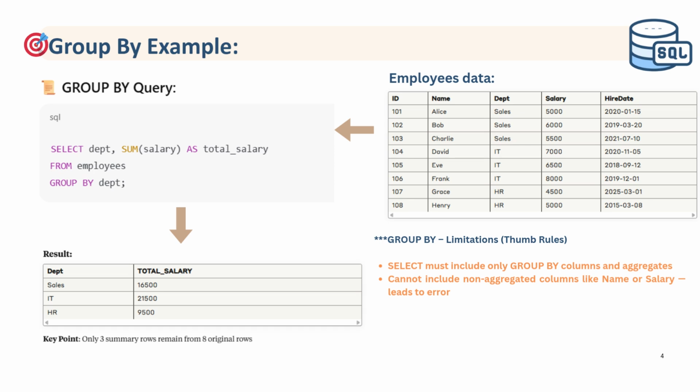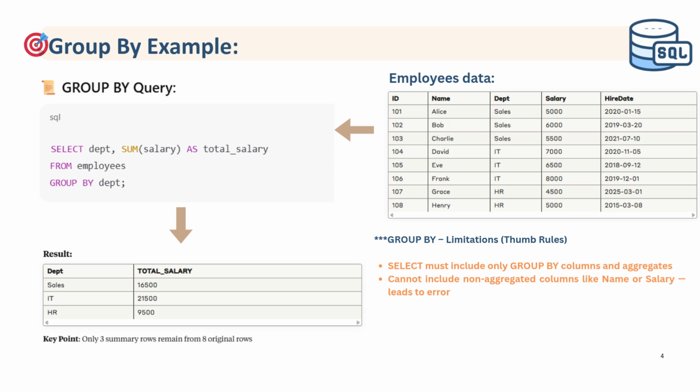However, there is a key limitation with the group by clause. We are only allowed to include columns used in the group by and aggregated expressions like sum of salary. That means we cannot include columns like name, hire date, or even employee ID unless they're part of the group. As shown here, the result only contains 3 rows, 1 for each department.